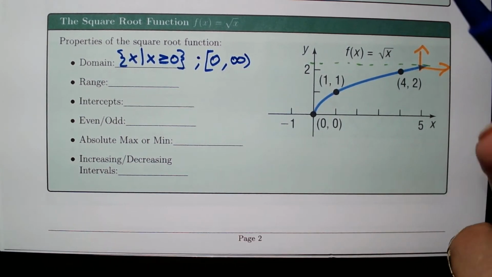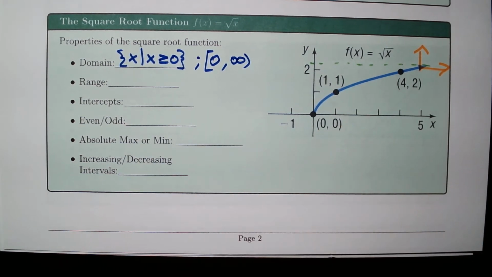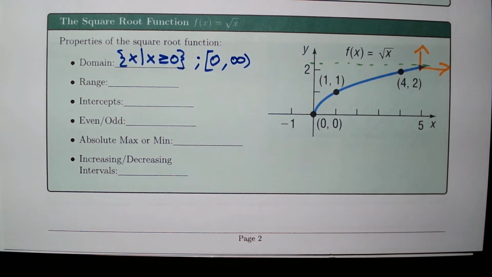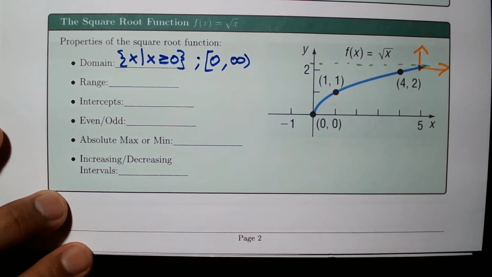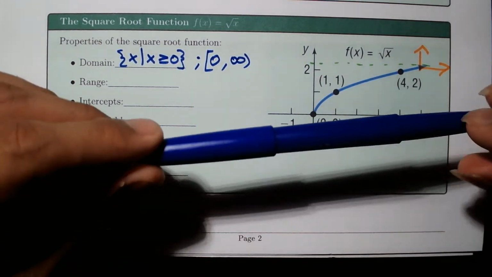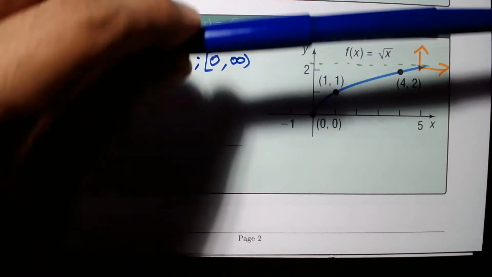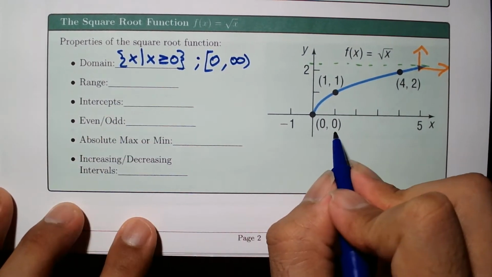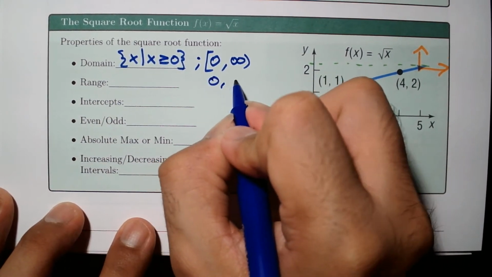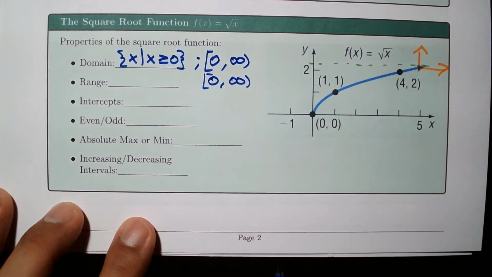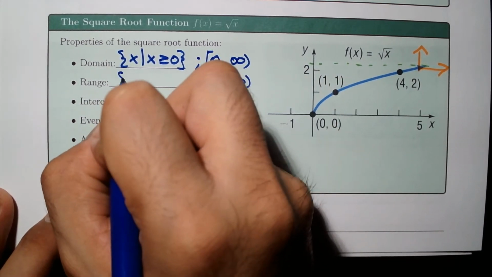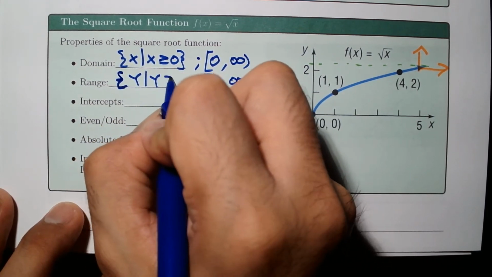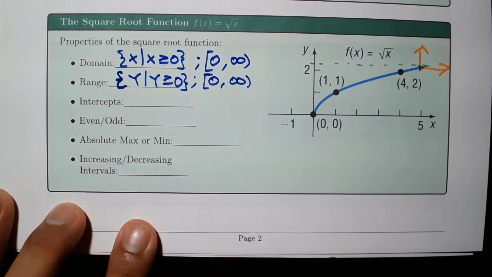It's going to depend sometimes in the homework or on a quiz or an exam question what you will be expected to write when you're given a question like this. Alright, so for range we are going to scan the graph now from bottom to top in the vertical direction, and we will find out that the smallest value of y is also 0, goes all the way to positive infinity including the 0. So the range will be y such that y is also greater than or equal to 0.